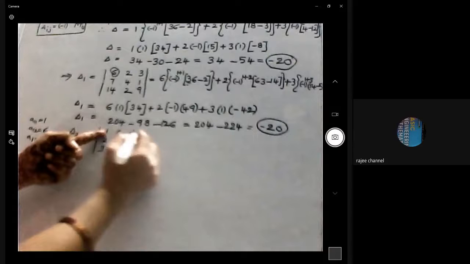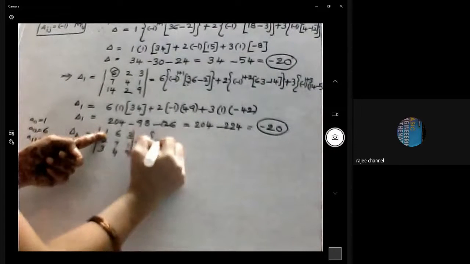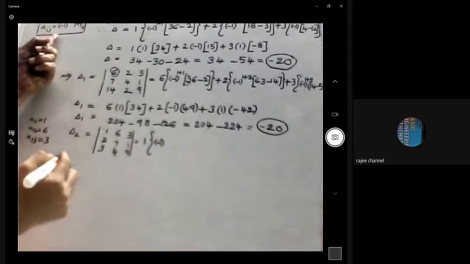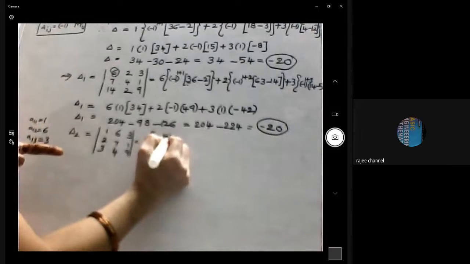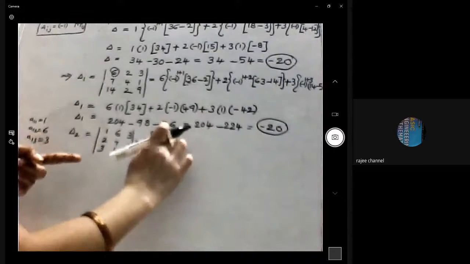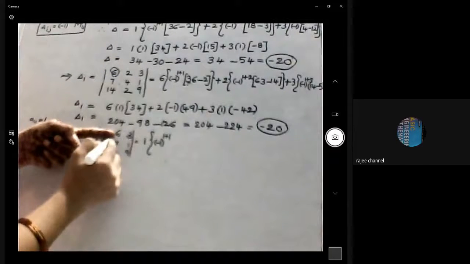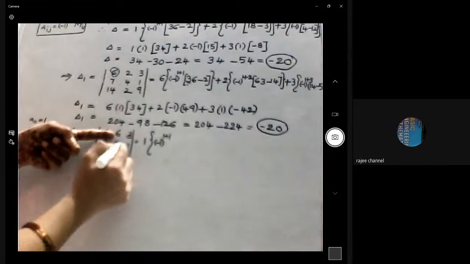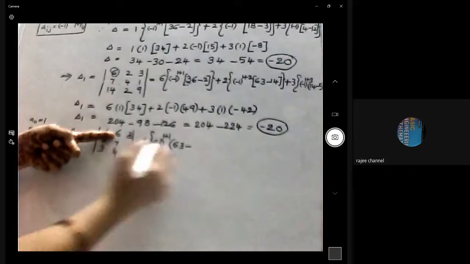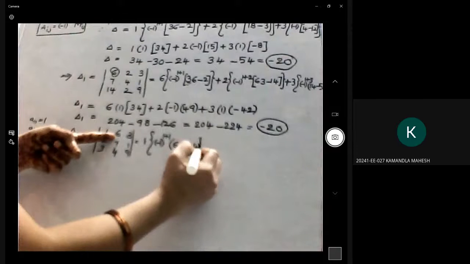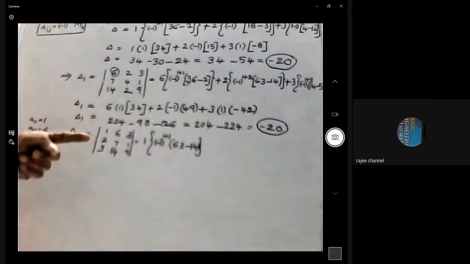So here in the A11 place we take 1. Capital A11 is found using the formula: this is first row, first column, so we take minus 1 whole power 1 plus 1 and the determinant. Removing the first row and first column, the remaining determinant value is 7 9s 63 minus 1 into 14. We take 14.